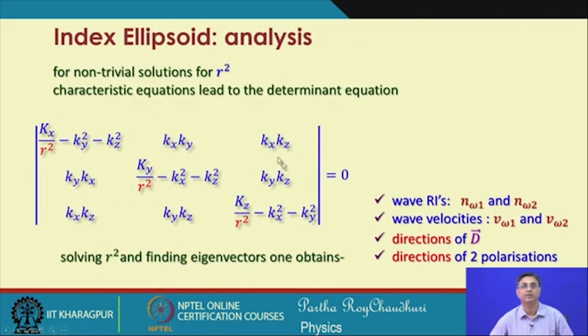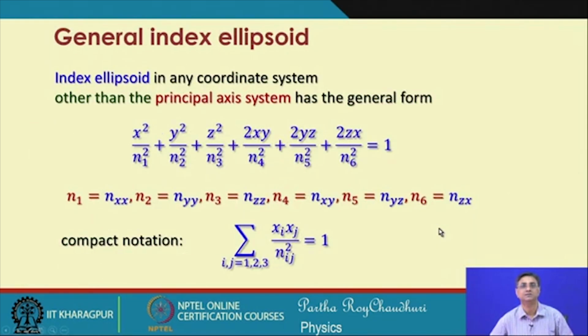Okay. Now, again for a non-trivial solution for R square, we will put this equal to 0, and solving for R square and finding the eigenvectors, we can obtain the n omega 1 and n omega 2, because this R square is nothing but the representative of n omega square. So, in the geometrical case it is R square, but in the case of the eigenvalue equation obtained from the matrix, it was n omega square. So, if I can measure the value of R, then I will get the n omega 1 and n omega 2. Knowing these two values, I can find out the velocities, the directions of D and the directions of polarization.